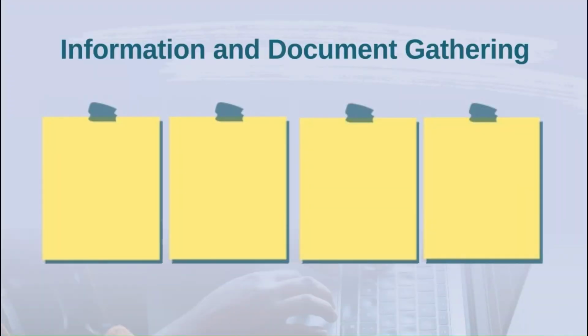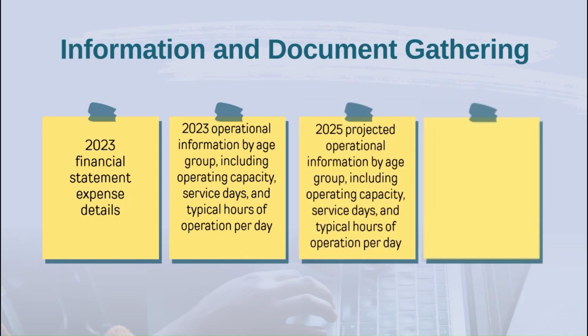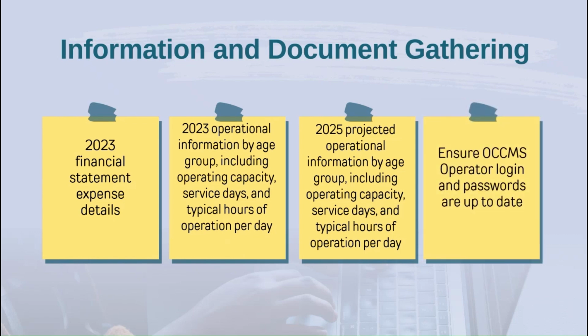In order to assist providers with their submissions, please begin to prepare and gather the following as soon as possible. 2023 financial statement expense details, 2023 operational information by age group, including operating capacity, service days, and typical hours of operation per day, 2025 projected operational information by age group, including operating capacity, service days, and typical hours of operation per day, and ensure that OCCMS operator login and passwords are up to date.